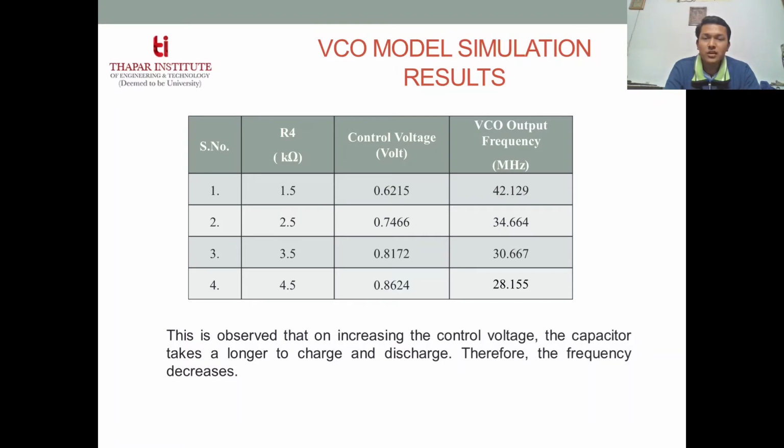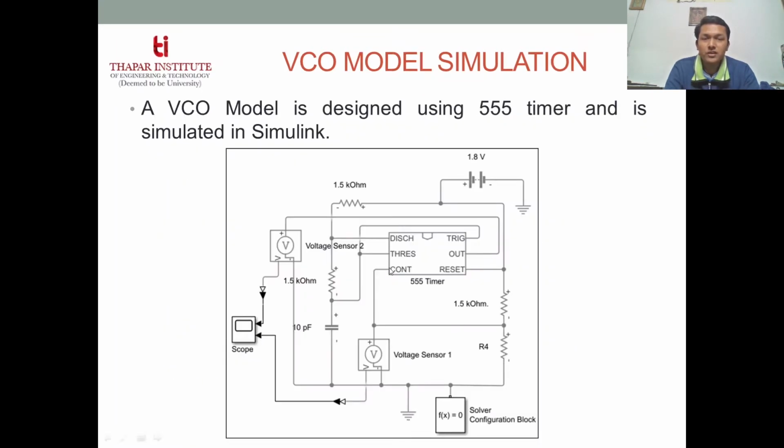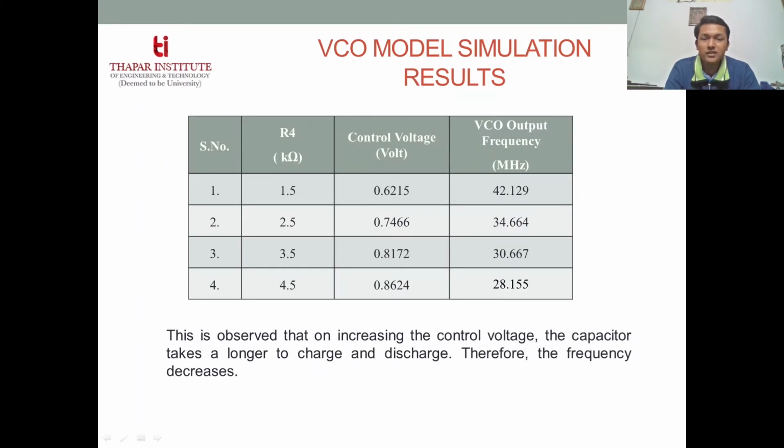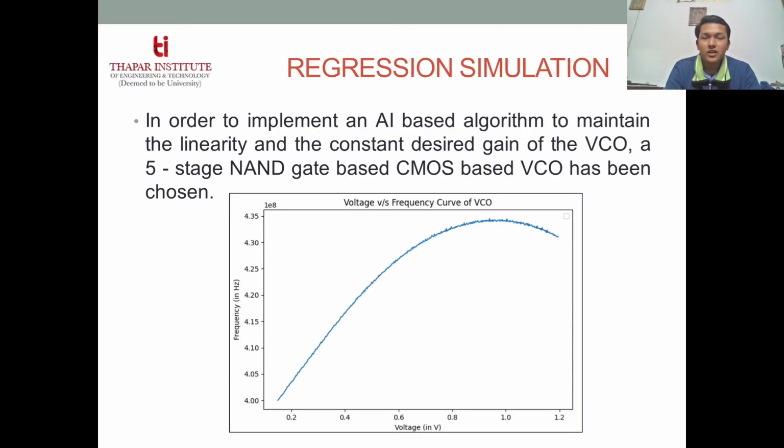So now let's look at the simulation results. In this model, the outputs are observed by varying the control voltages, and in this case, we have varied the resistances of R3 and R4, the R4 resistance basically. And after varying the resistances, we have observed that on increasing the control voltage, the capacitor takes longer time to charge and discharge, and as a result of it, the frequency decreases.